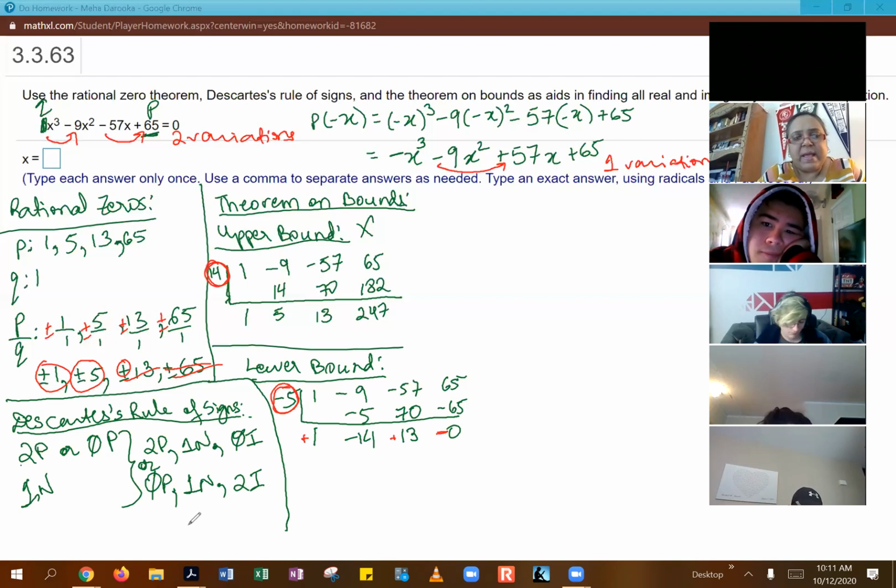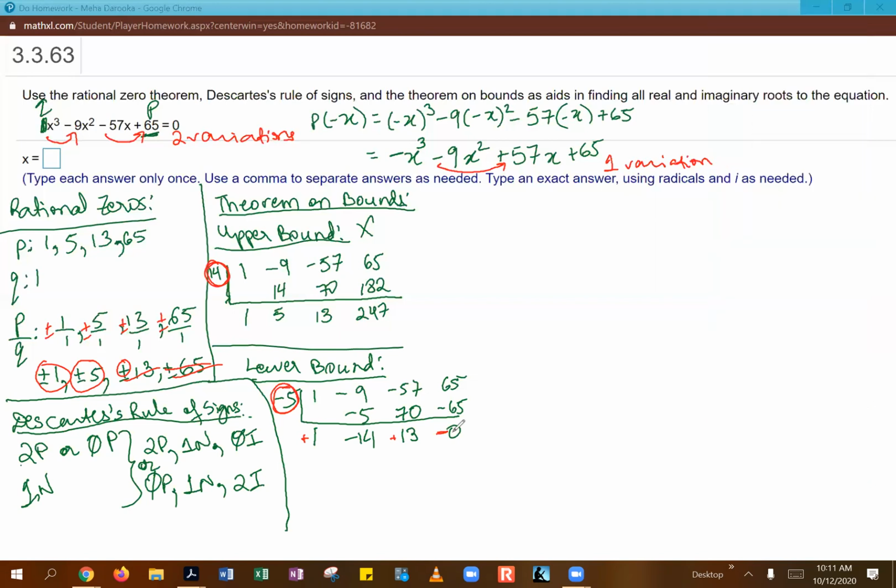Now, if you actually checked your lower bound or upper bound all the way, did +1 or -1 give you a 0 remainder? Positive 1 gave you a 0. And then we just checked our lower bound over here, and you can see negative 5 gave us a 0 remainder also, didn't it? So negative 5 is actually also going to play a part in our solution over here.